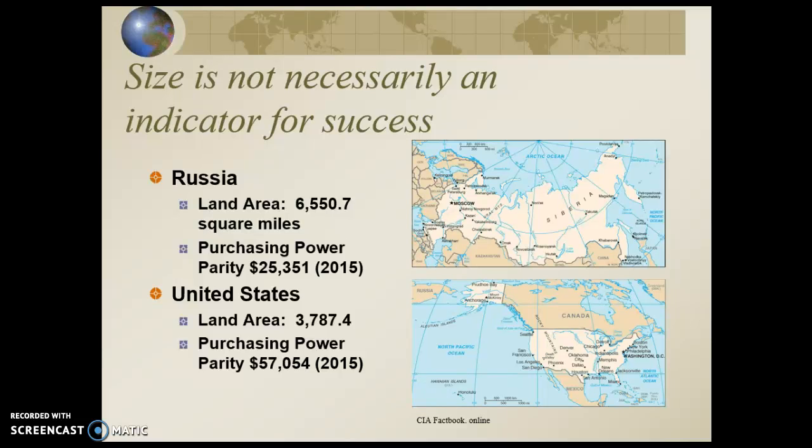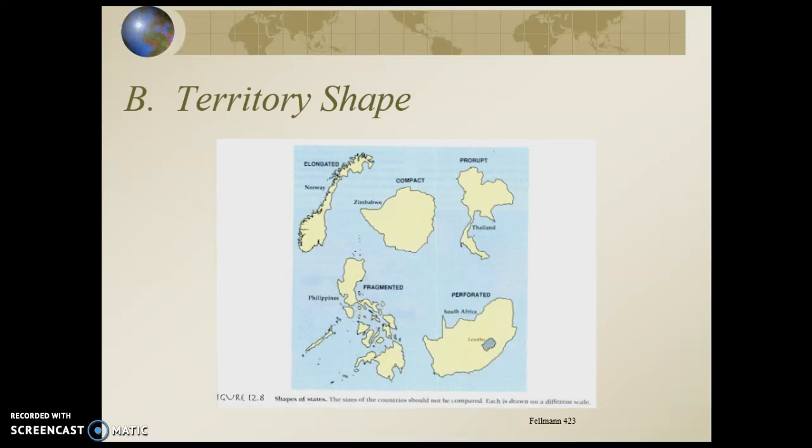We look at Russia and their purchasing power parity per person as of 2015 is half that of the United States, but their land area is double the size. So just because it's a large state doesn't necessarily mean it's powerful, although Russia still is one of the more powerful states in the world.